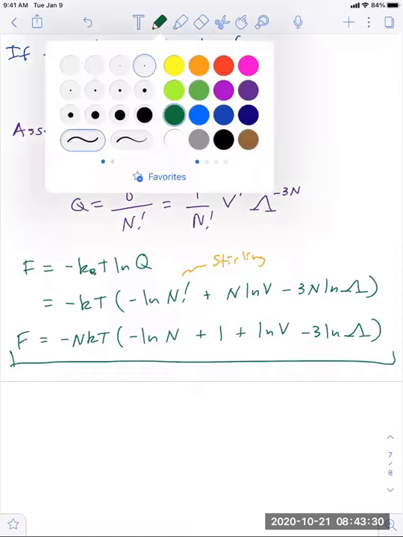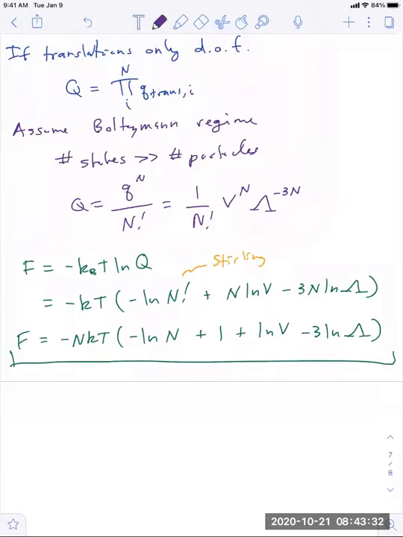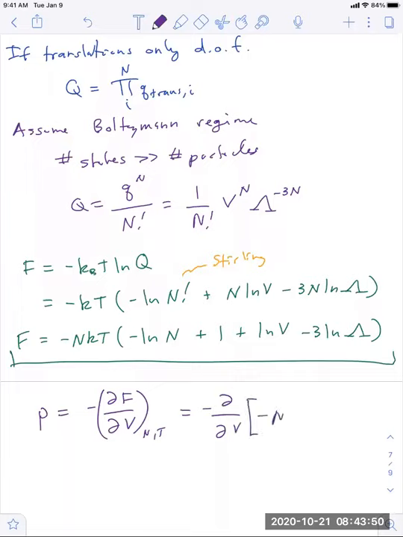And then if I want to get some meaningful thermodynamic quantities like the pressure, I can say the pressure is the minus of the partial derivative of the Helmholtz free energy with respect to volume. So I take the partial derivative of what I just wrote a second ago. And the only term that has any volume dependence is this log V. And so now the pressure is the minus partial derivative of minus nkT log V.